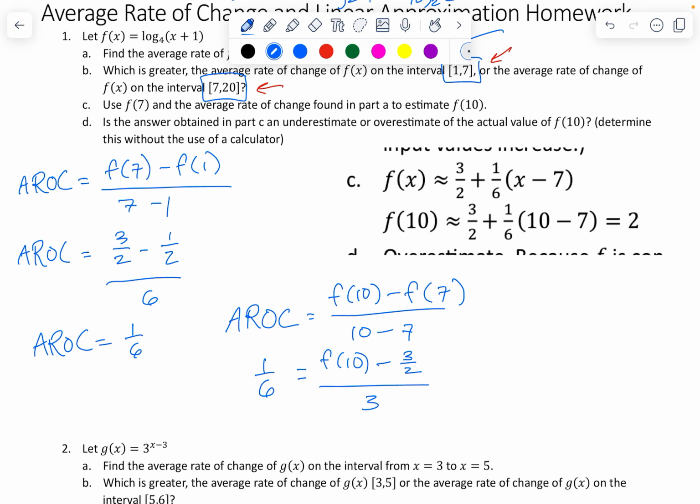Over 3. Okay, I multiply both sides by 3, and I get 1/2 is equal to f of 10 minus 3/2. Add 3/2, I get 2. So f of 10 equals 2 is how I think through that.